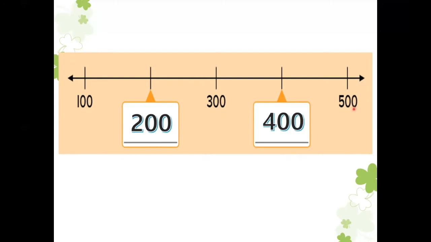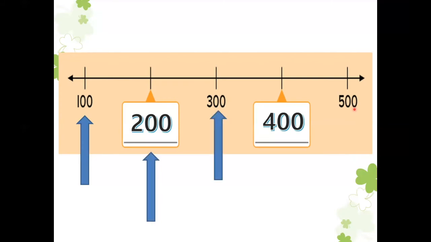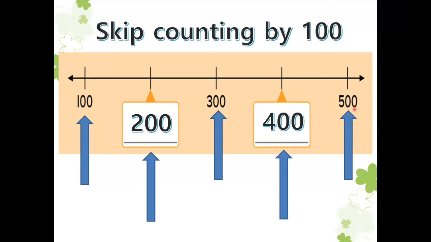What do you think? What skip counting did we use with this number line? We use skip counting by 100. We have 100, 200, 300, 400, and 500. Okay, good job, kids. Next.